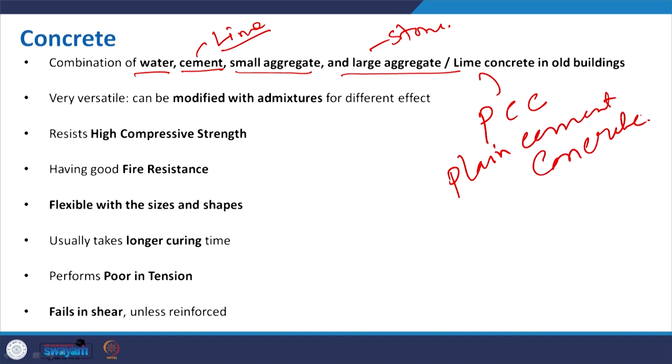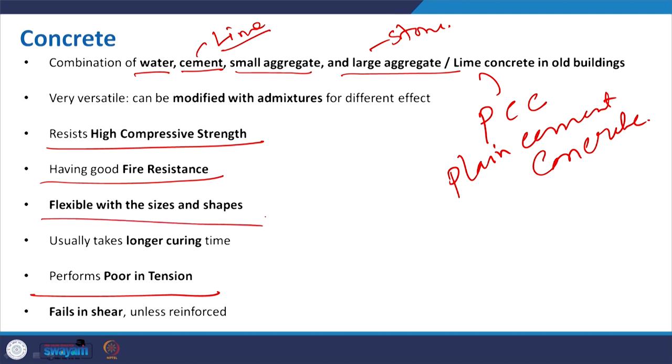In this case there is no reinforcement, and it is very versatile, because when we mix it, it is in semi-liquid form, so we can give it any shape. There is no restriction on shapes and sizes. It is also good at taking high compressive stress. So it is good in compression but poor in tension, similar to masonry work. It also has good fire resistance, and it is flexible with size and shape because it can be molded in any form.